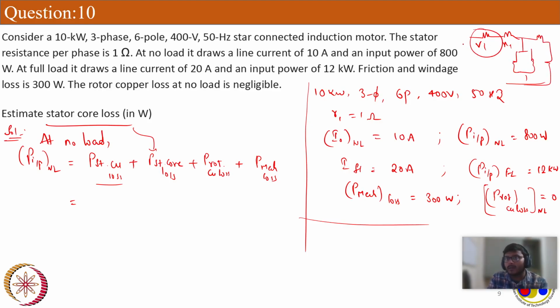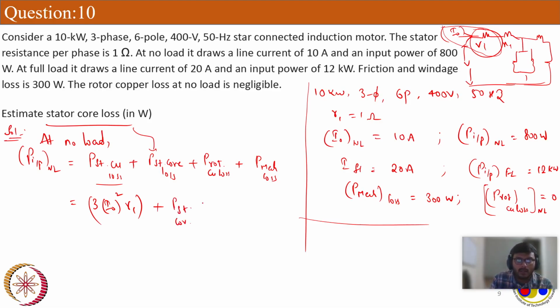Stator copper loss is this one. At no load condition, let's say there is a no load voltage and some no load current flowing, and stator copper loss is this I square R loss, right? Now 3 I naught square R1, where I naught is the no load current flowing in the circuit, plus stator core loss, that's what we will find, plus rotor copper loss at no load. What we said is that rotor copper loss at no load is negligible, so we will neglect this.